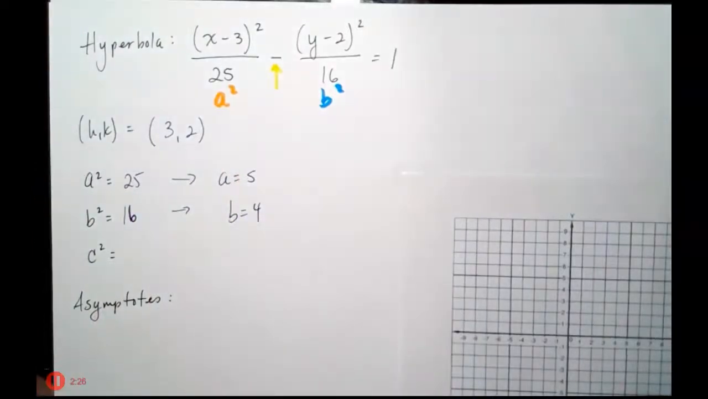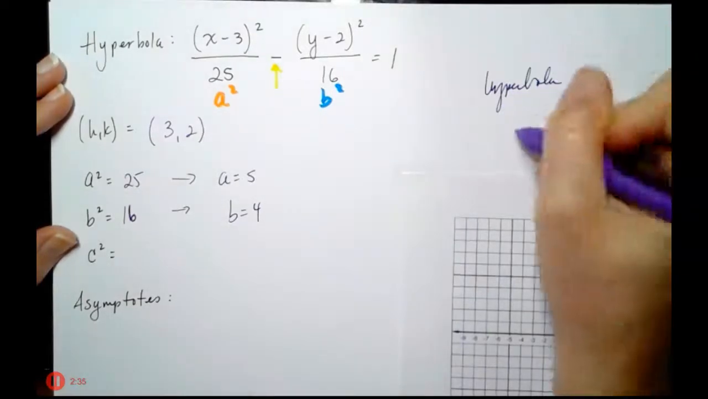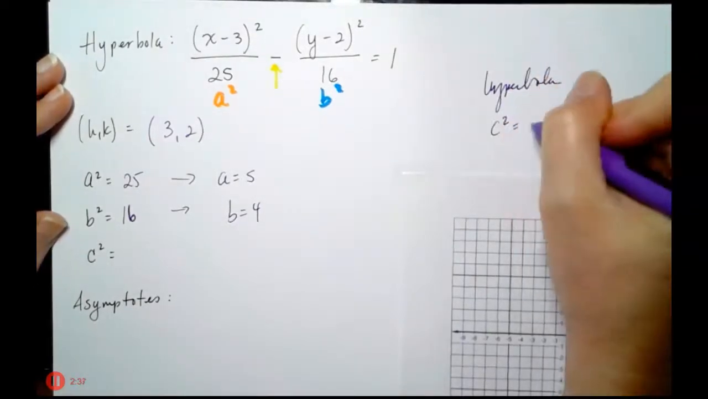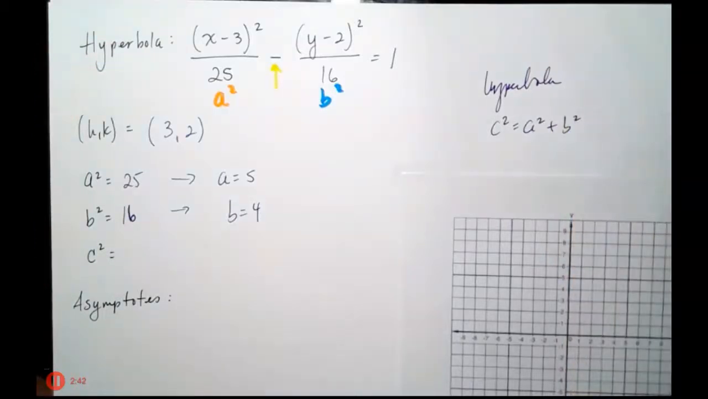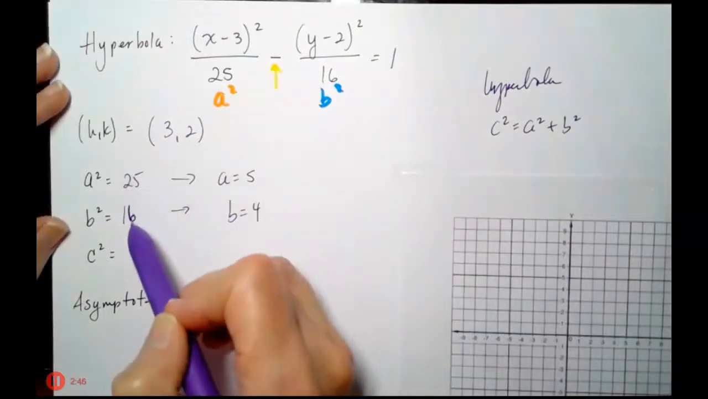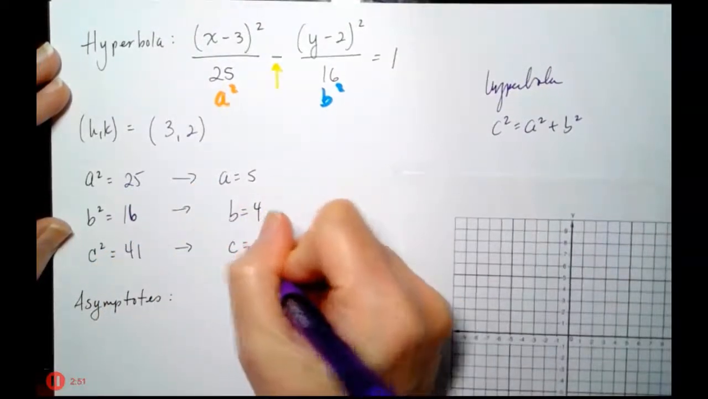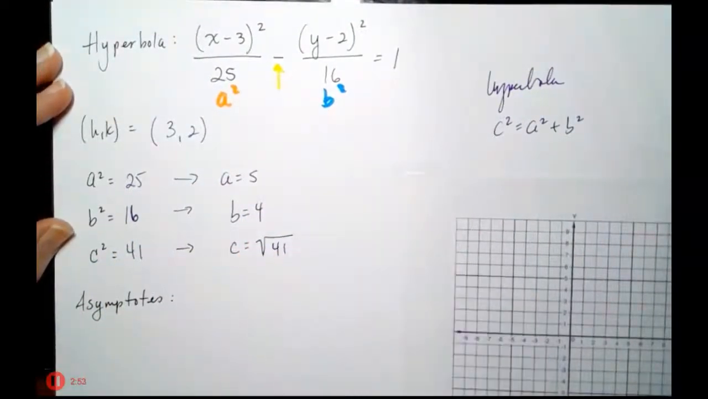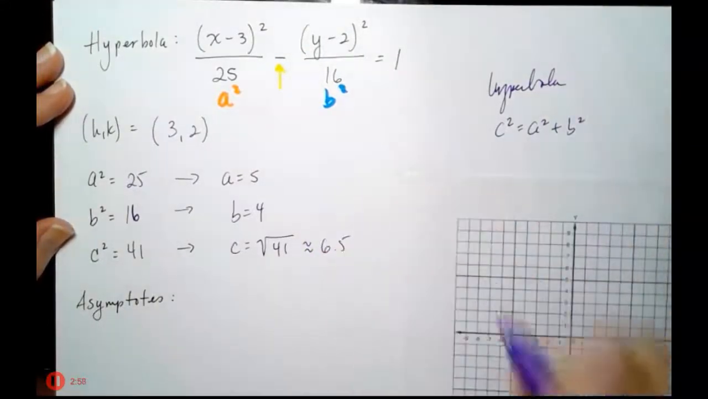Now in the ellipse, c squared equals a squared minus b squared. But in the hyperbola, we have what we're more accustomed to seeing: c squared equals a squared plus b squared. I put that for you on the very bottom of the Google site that I prepared for you. So a squared plus b squared, 25 plus 16 is 41. Therefore, we have a c value of the square root of 41, which is approximately 6 and some change, 6.5.